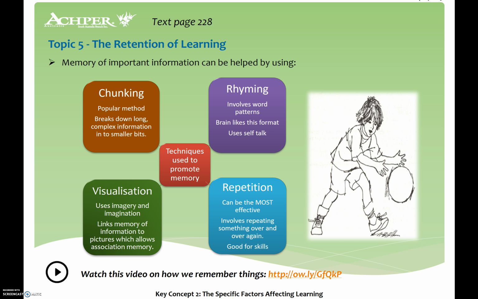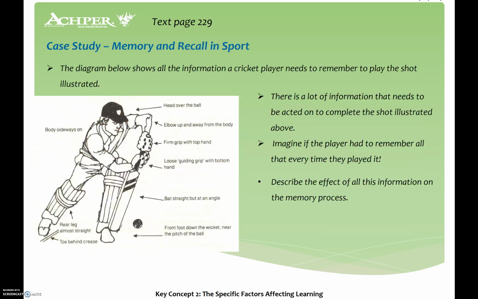So the memory of important information can be helped by using chunking. A popular method breaks down long, complex information into small bits, so doing lots of those individual skills, those parts of the skills, to remember that. Visualization is very important. So using mental imagery and linking the memory to the information, the pictures, which provides association to the memory. Repetition and rhyming, so using words and rhyming that relates to that. The visualization is important when we get to psychology of learning too.